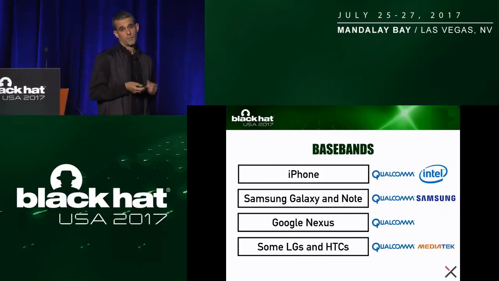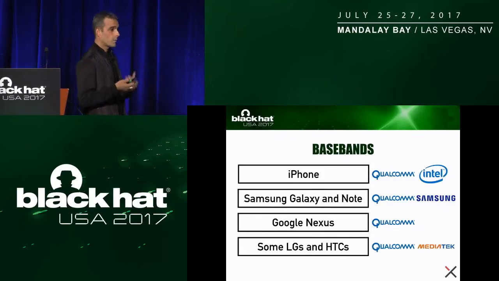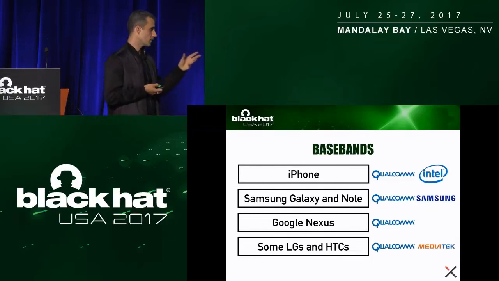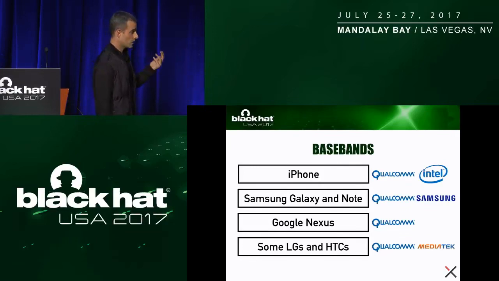But there's a problem of fragmentation, especially recently. Up until a few years ago, Qualcomm were the market leader, dominating this field. But recently, there have been quite a few new competitors grabbing popular devices. iPhones have moved to Intel chips. Samsung have moved to the Shannon basebands. Google Nexus are still with Qualcomm, but other lower-end LG and HTCs have moved to MediaTek. So really, if you develop any sort of exploit or find a bug in a baseband, that would not get you very far in terms of the percentage of devices you would be able to attack.